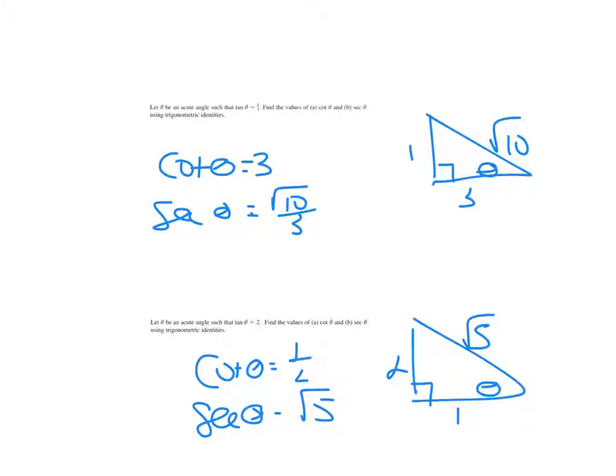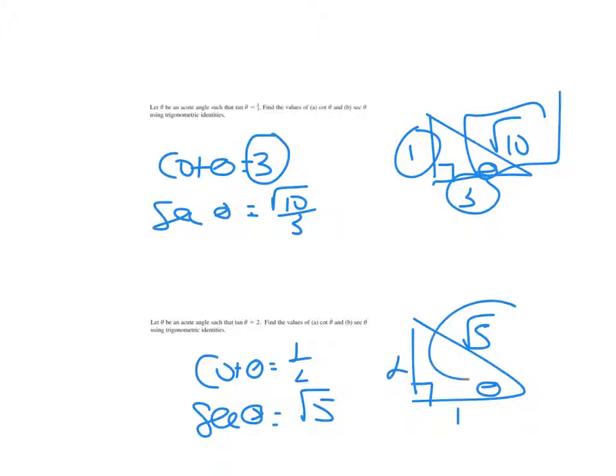So cotangent was 3, secant was radical 10 over 3, and then for the bottom one, cotangent was 1/2, and secant was radical 5. Now, if you had trouble getting these, just a reminder that cotangent is the reciprocal of tangent, so that means it's going to be adjacent over opposite instead. Same thing with secant, it's the reciprocal of cosine. If you had trouble getting the radical 10, Pythagorean theorem, right?